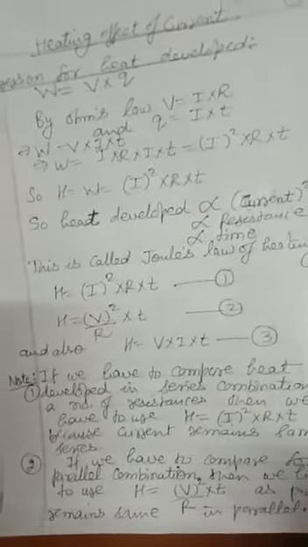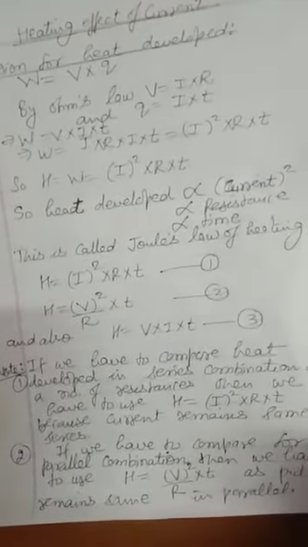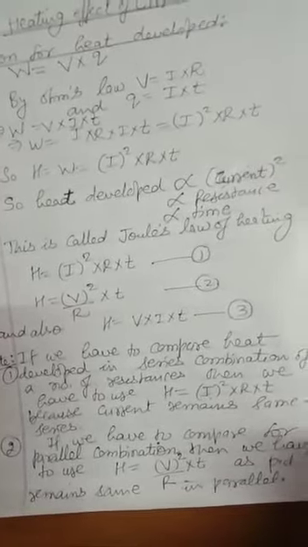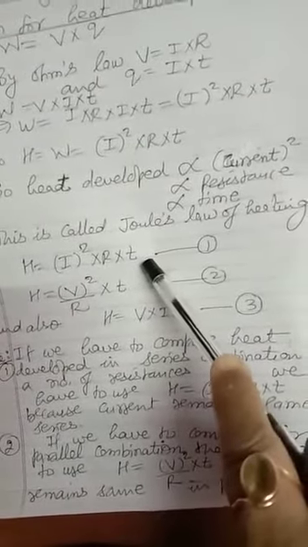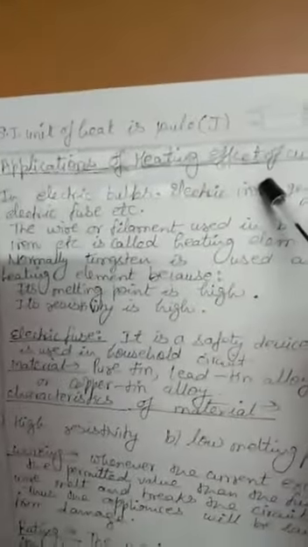But if we have to compare, for example, 2 or 3 bulbs are given and they are asking which bulb will glow brighter or something like that, then in the case of a series combination, the current remains constant, so we apply the first formula, I square into R into T. Similarly, if we have to compare for the parallel combination, then we apply the formula V square upon R into T. And SI unit of heat is joule.